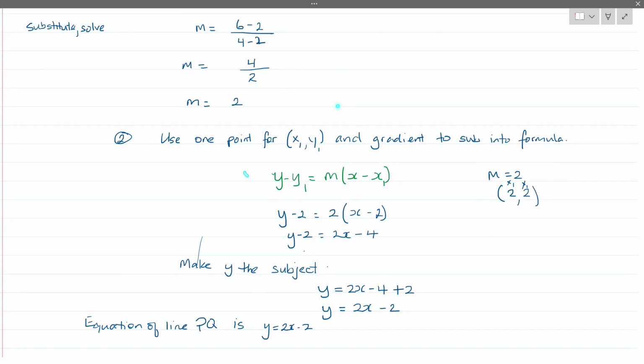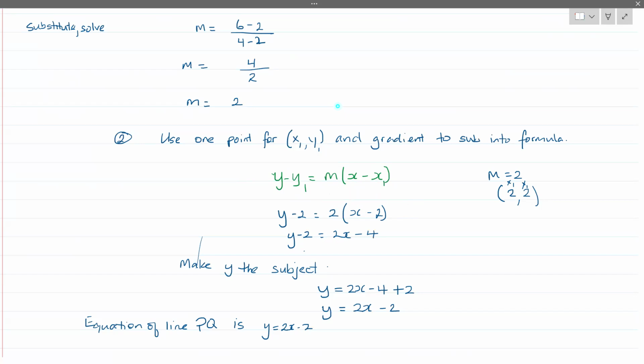I quote my formula, as always. Then I substitute values. y1 is 2, m is 2, x1 is 2. Everything else I put back. My y I put back, my negative sign I put back, x I put back, my negative sign I put back there. All I'm replacing is this, this, and this. After I substitute, I need to expand. 2 multiplied by x gives me 2x. 2 multiplied by negative 2 gives me negative 4.